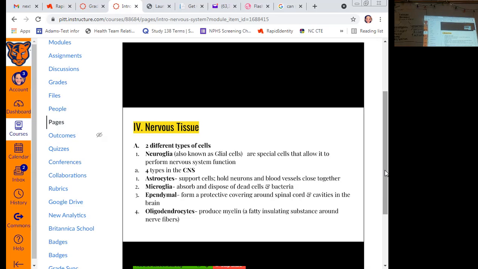Any questions, comments, or concerns about the 4 cells we discussed for the central nervous system? And the central nervous system is our what? Boss. Our boss. So what's the anatomy of our central nervous system? Brain and spinal cord. What's the physiology? It's the boss. You got it. The peripheral nervous system is the what? It's not the brain and spinal cord.